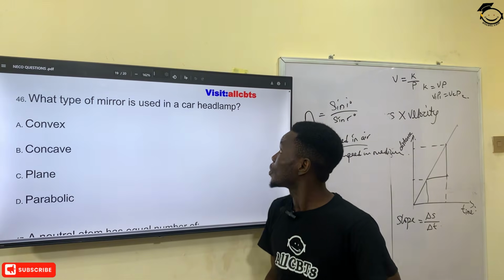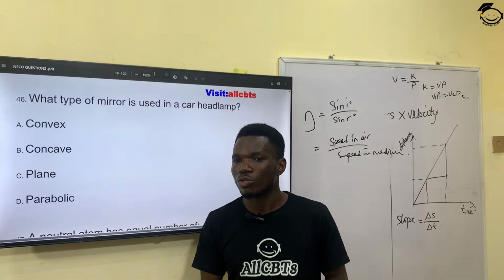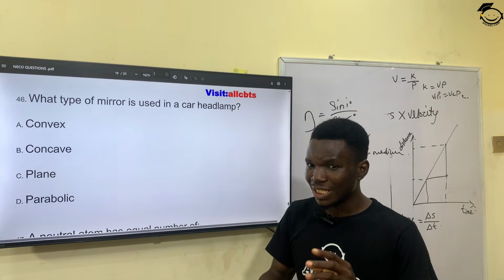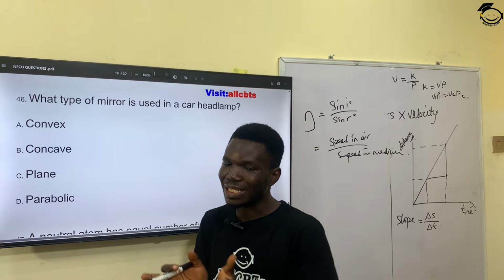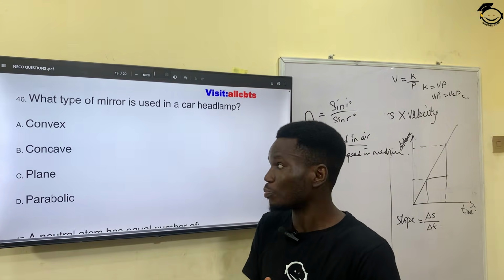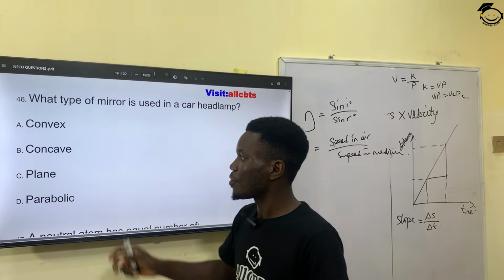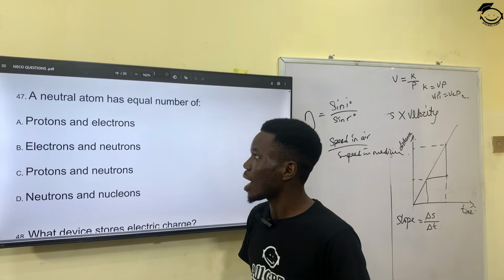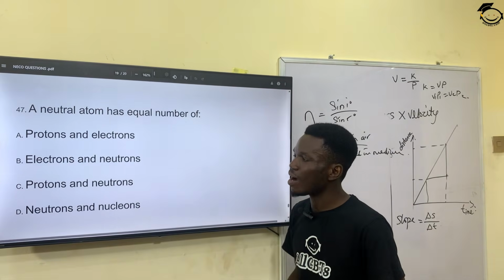That takes us to question number 46, which says, what type of mirror is used in a car headlamp? In a car headlamp, what you have there is a concave mirror, so that it can focus the beam of light. It focuses the light to form beams. So the correct answer to that question is concave mirror.